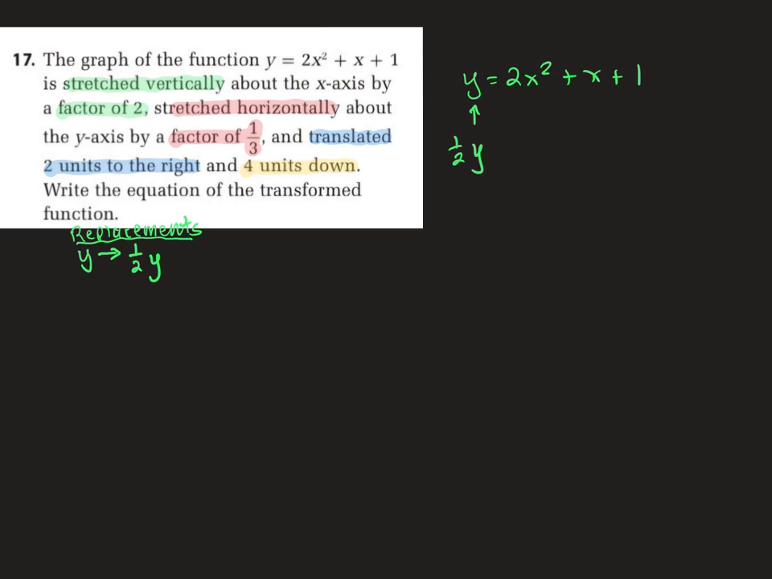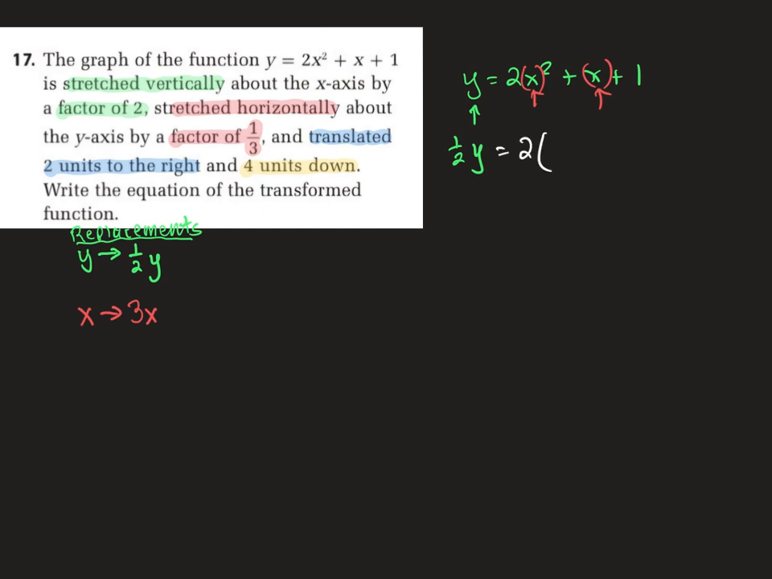Okay, then we have stretched horizontally, so x would be replaced with, and it's by a factor of 1/3, so again, upside down and backwards, so 3x. So that means everywhere we see x in that equation, we would scoop it out using brackets and replace it with 3x. So let me just rewrite that equation now.